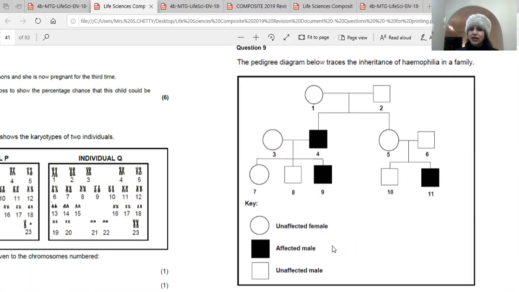The genotype of a hemophiliac female, the genotype of a hemophiliac male, and the genotype of an unaffected male. But we don't have any females here who are affected. We just got unaffected females, and you got affected males. Affected male means hemophiliac. So this will be X to the small h, Y. This will also be X to the small h, Y, and this would also be X to the small h, Y. Are you with me? The unaffected males are X to the capital H, Y.